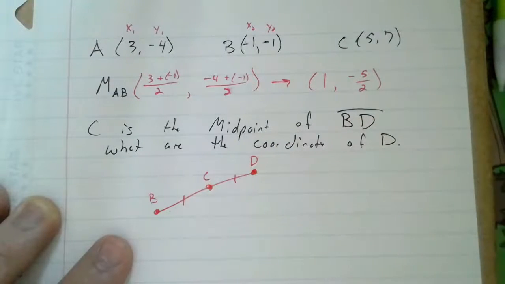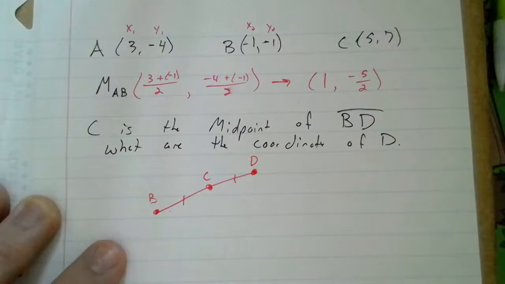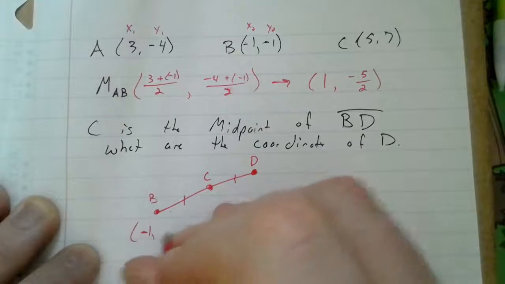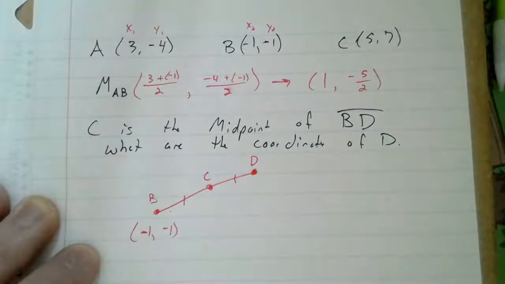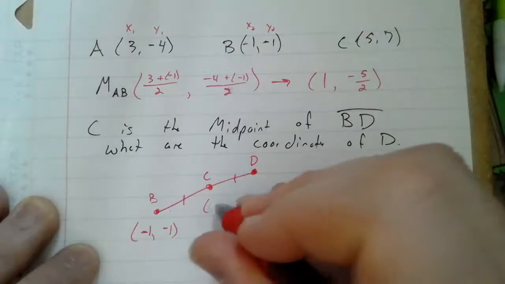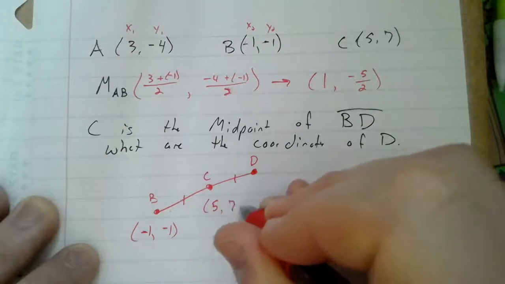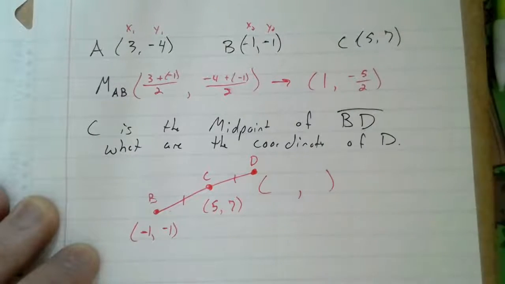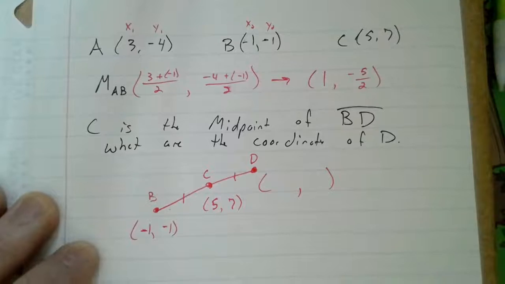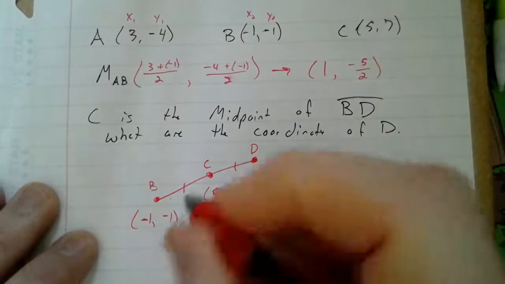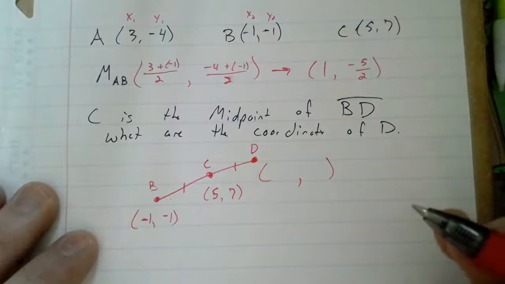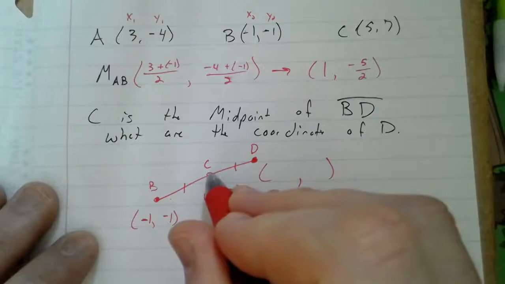Now let's put our coordinates. B has coordinates (-1, -1). C has coordinates (5, 7). D has coordinates, I don't know. So that's what we need to find. Well, it has to be the same distance from C to B as it is from C to D, just in the opposite direction. So how far is it from 5 to -1?